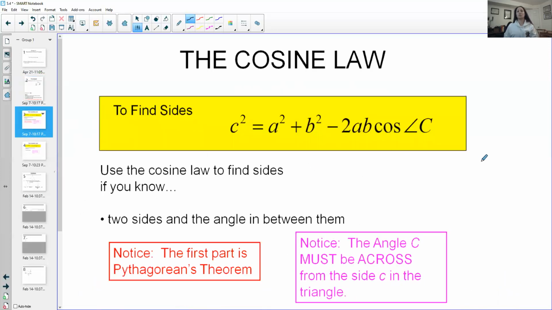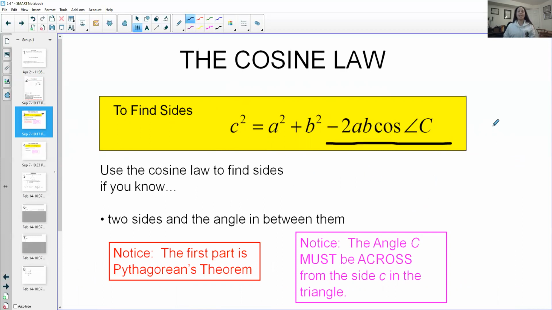So we're going to introduce you to something called the cosine law. Now, the cosine law can be written in two ways, but I want to look at this form first. What you should notice is that this first part is really similar to something you've seen before. It's basically Pythagorean's theorem, but with this extra piece at the end.